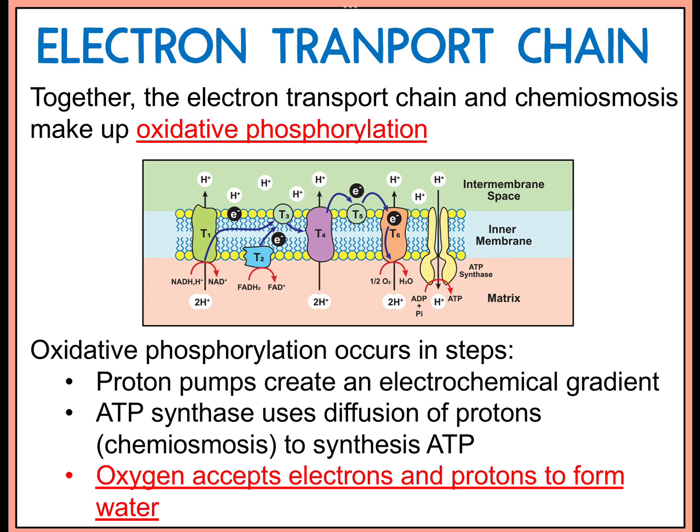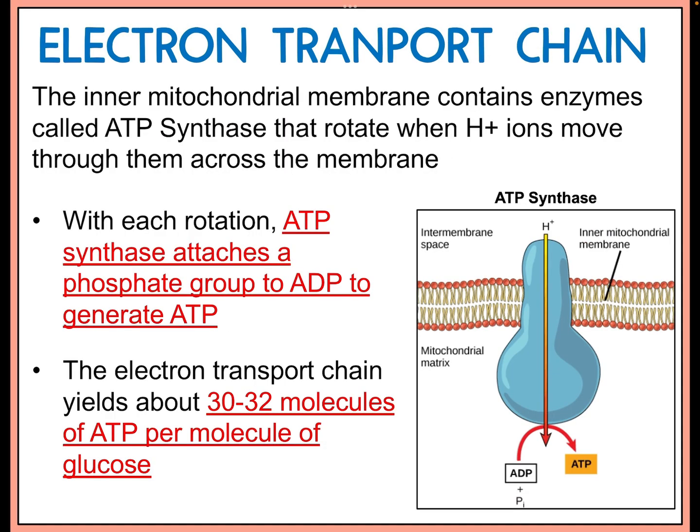Together, the electron transport chain and chemiosmosis make up oxidative phosphorylation, and this occurs in steps. First, the protein pumps create an electrochemical gradient. The ATP synthase uses diffusion of protons to synthesize the ATP. Oxygen accepts the electrons and protons to form water. Keep in mind the 2 waste products from our cellular respiration are carbon dioxide and water, and then we also have the ATP being produced.